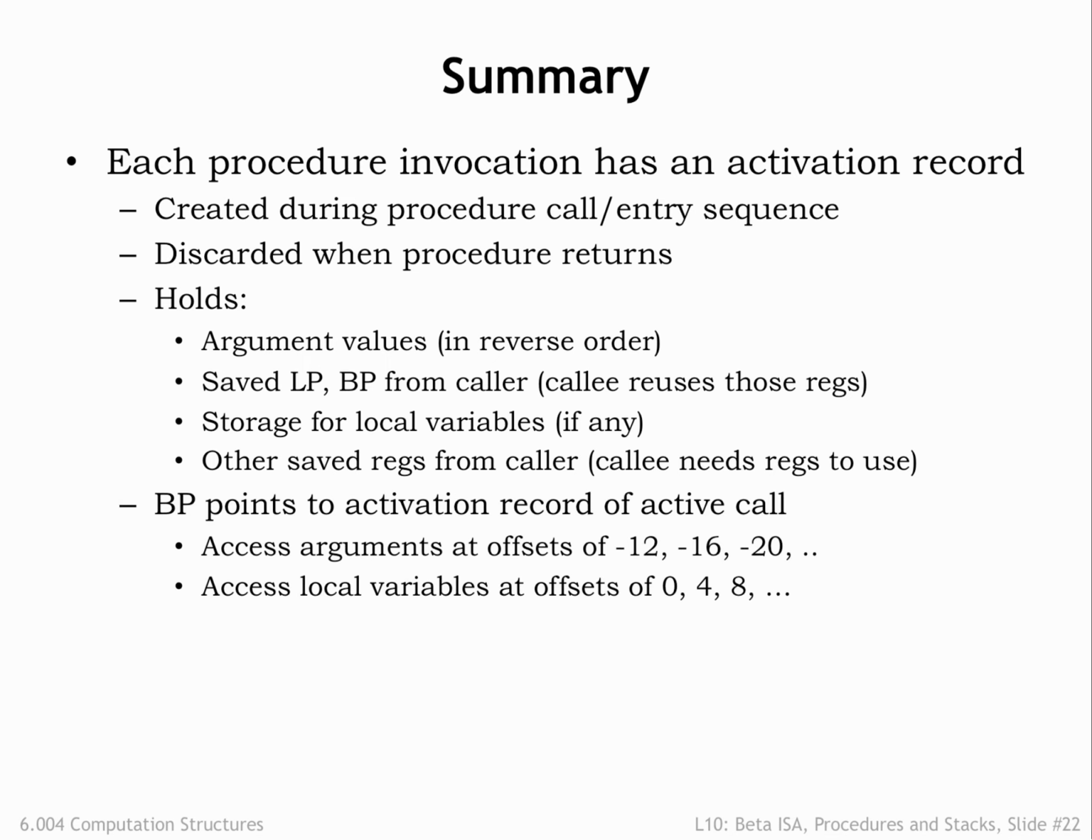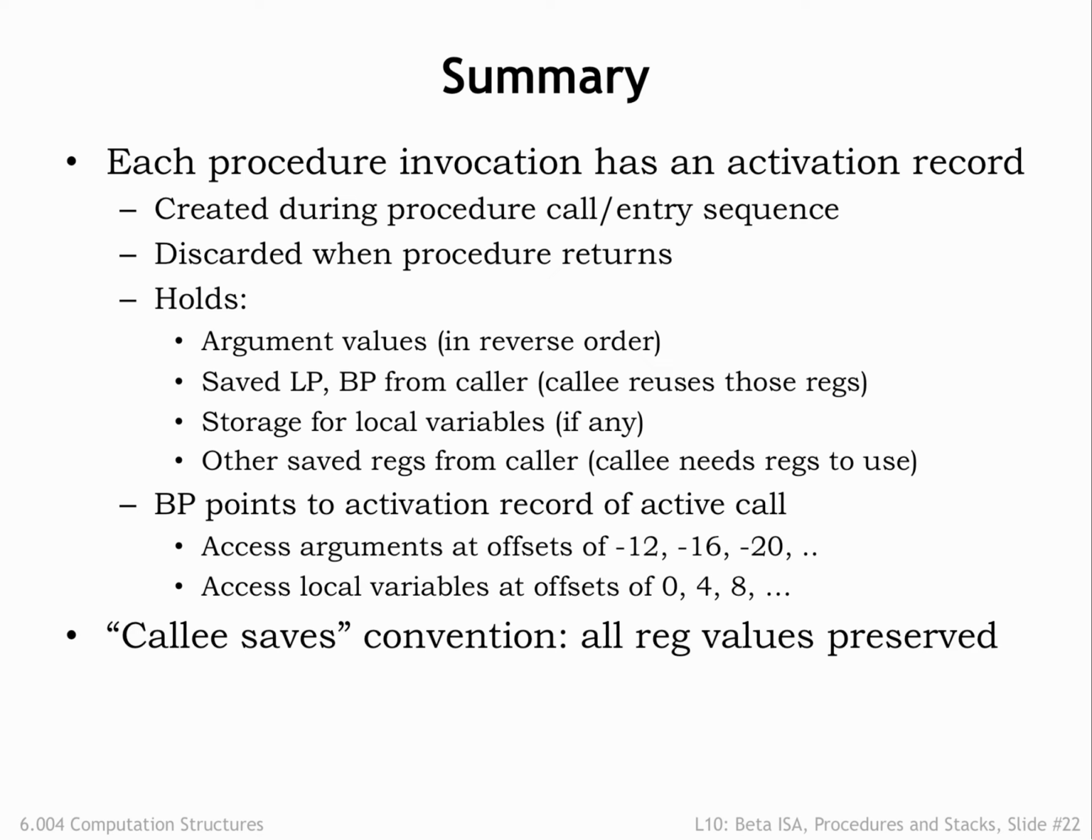We use BP to point to the current activation record, giving easy access to the values of the arguments and local variables. We adopted a callee saves convention where the called procedure is obligated to preserve the values in all registers except R0. Taken together, these conventions allow us to have procedures with arbitrary numbers of arguments and local variables with nested and recursive procedure calls. We're now ready to compile and execute any C program.